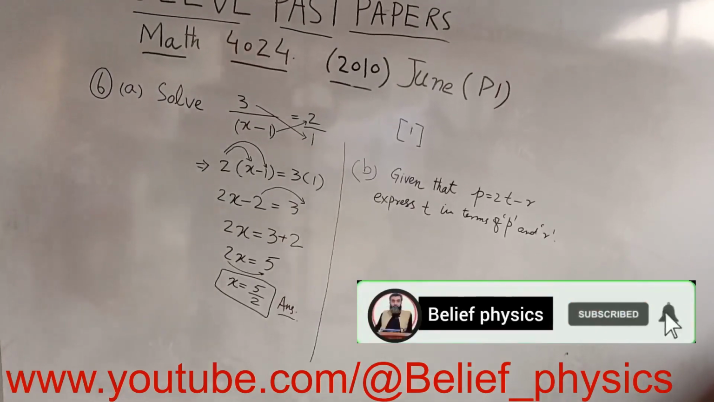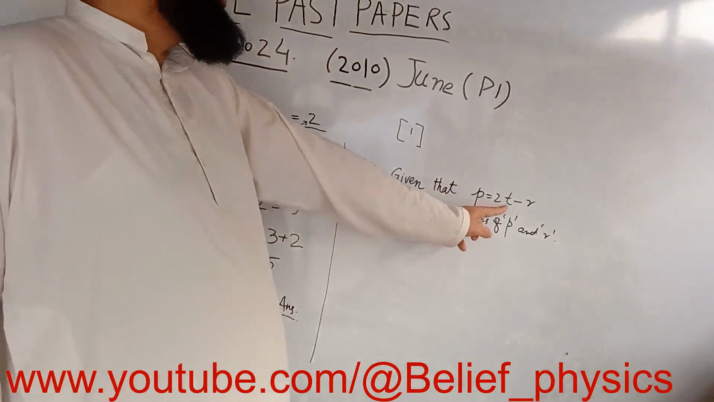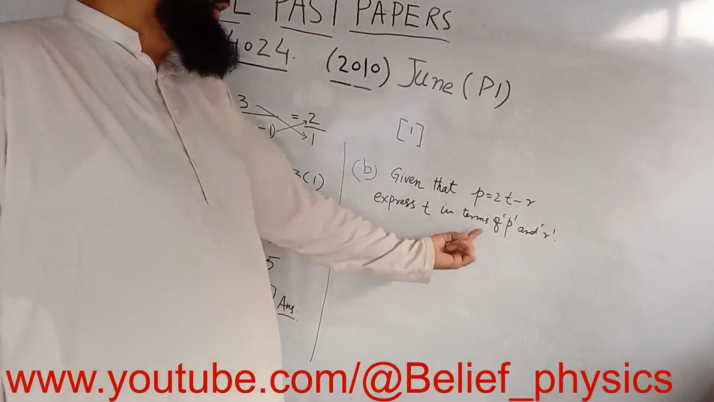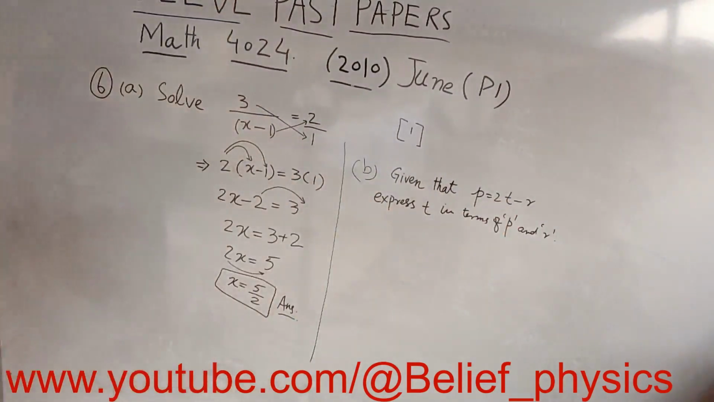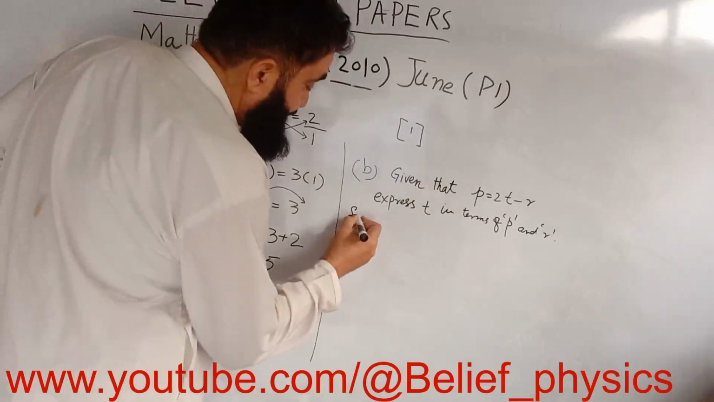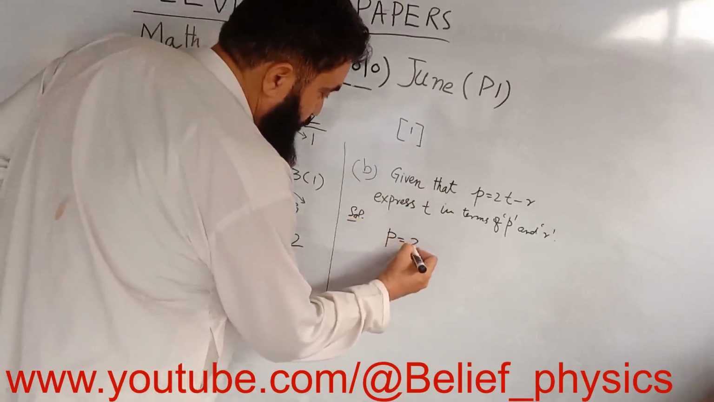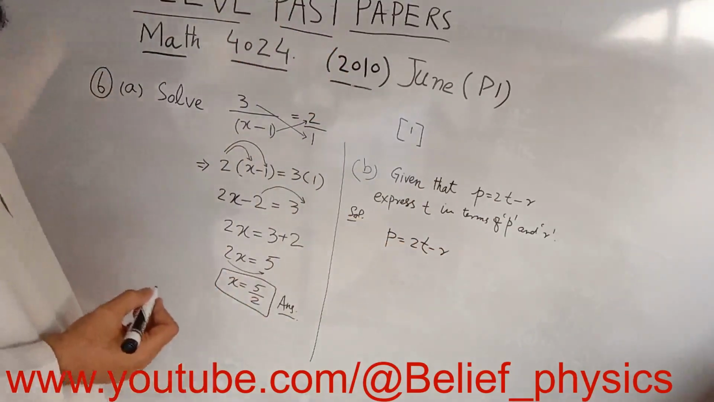Next is, given that P is equal to 2t minus r, express t in terms of P and r. That is, we have to make t the subject of formula. So again I write it. The given expression is P is equal to 2t minus r. We have to make t the subject of formula.